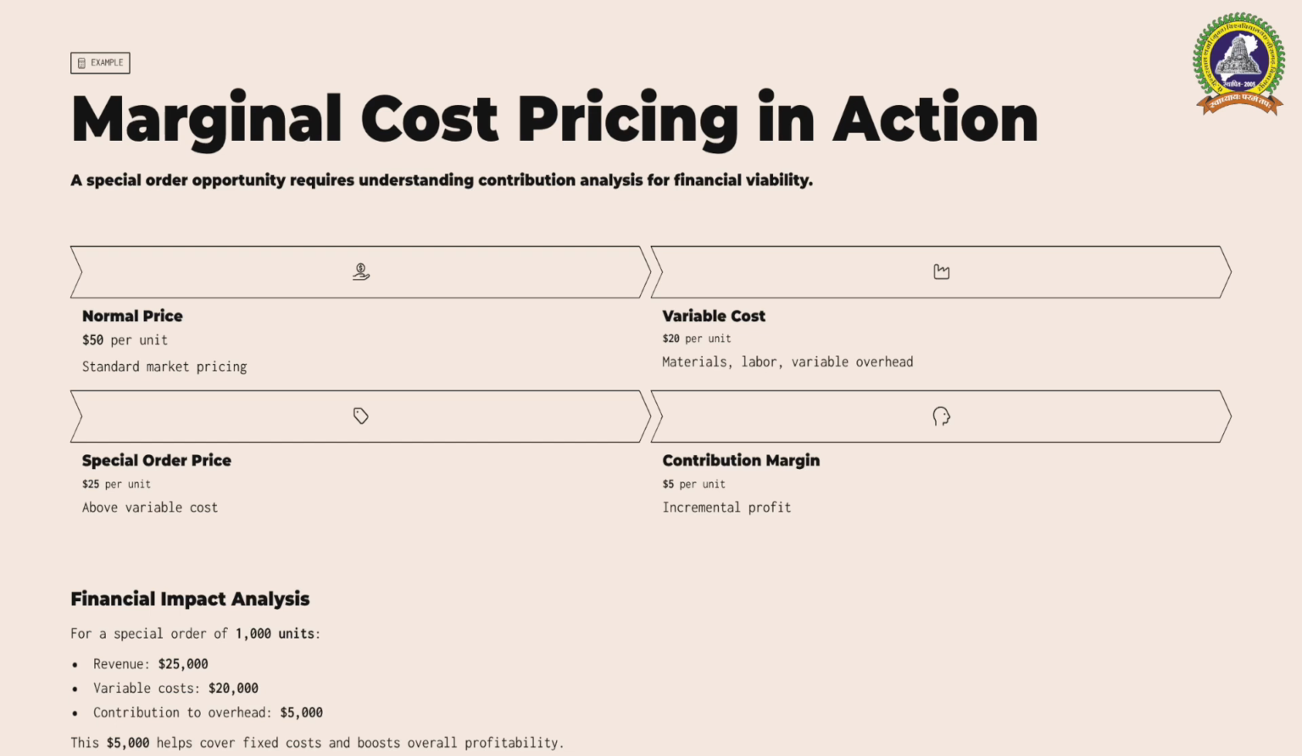But look at the marginal maths. The offer is $25. The variable cost is $20. That leaves a contribution of $5 per unit. Multiplied by 1000 units, this special order contributes $5,000 towards the fixed cost. If the company has the spare capacity, the decision is to accept. That $5,000 is money they would not have had otherwise. However, this only works if this special order does not replace the full price sales.